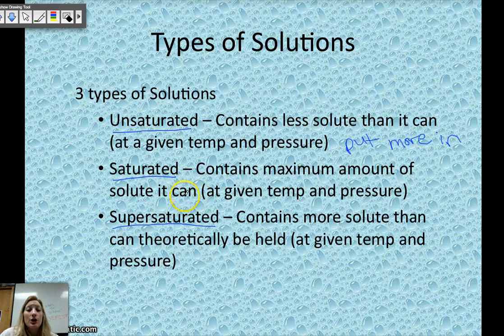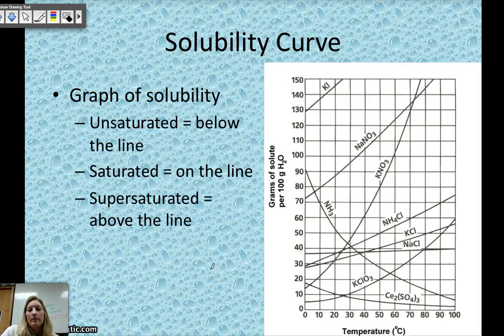A saturated solution contains the absolute maximum amount of solute that it can. So that means I'm going to keep putting in sugar, keep putting in sugar. At some point, it's going to stop dissolving. And that point right before it stops dissolving is where it's saturated. That liquid has as many sugar molecules as it can in that liquid. And a supersaturated one is kind of a weird deal. It actually contains more solute than can theoretically be held. And this happens in some unique situations. We'll talk about that a little more.